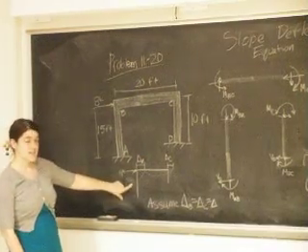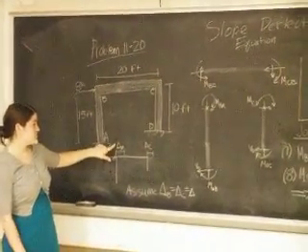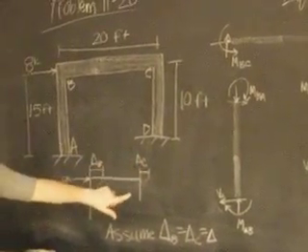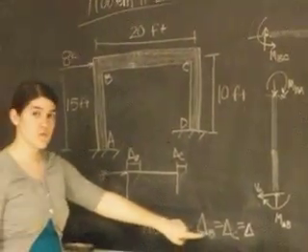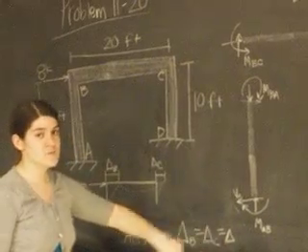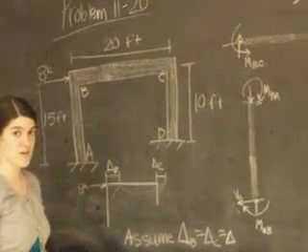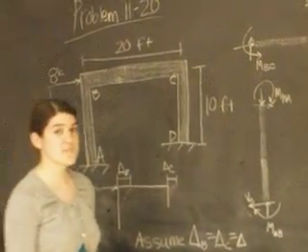Here we have the deflected shape, and you can see from the delta B and delta C that we can assume that they're equal, and we're just going to call them delta to simplify notation later on in the problem.